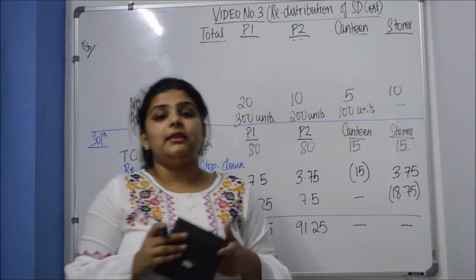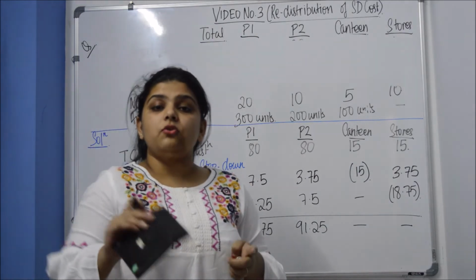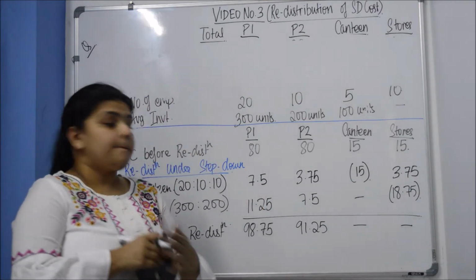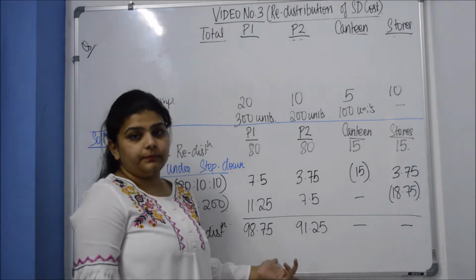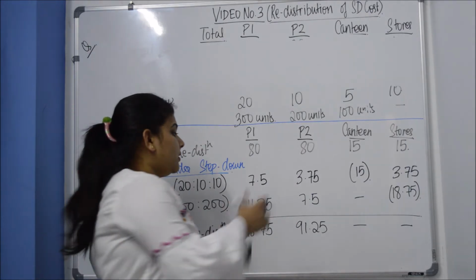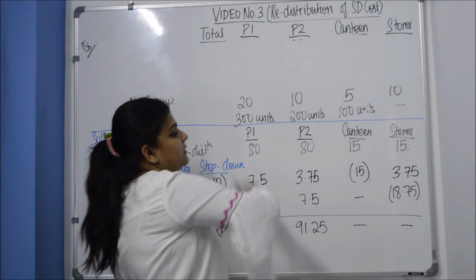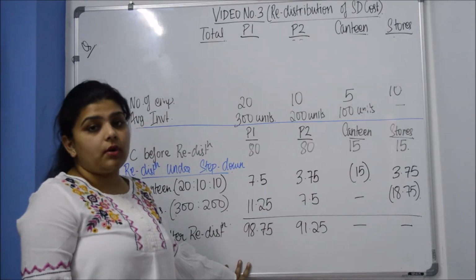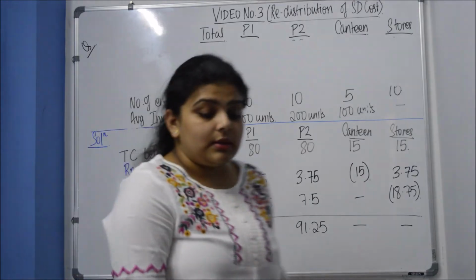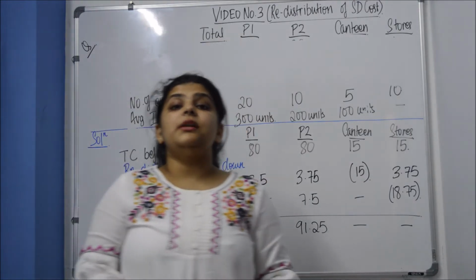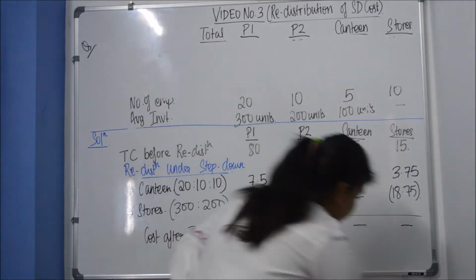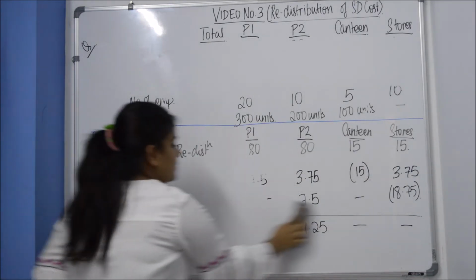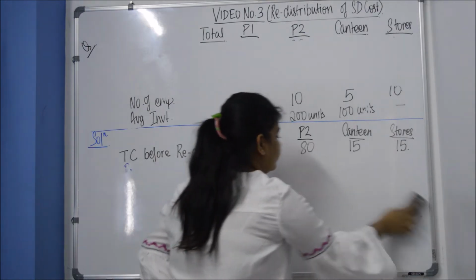Direct method and the step down method are also known as the non-reciprocal method. Why non-reciprocal? Because they ultimately stop. It is not reciprocating. It's not that this department is giving and that department is giving, it's not like that. So these are known as non-reciprocal methods. The next method is the simultaneous equation method.